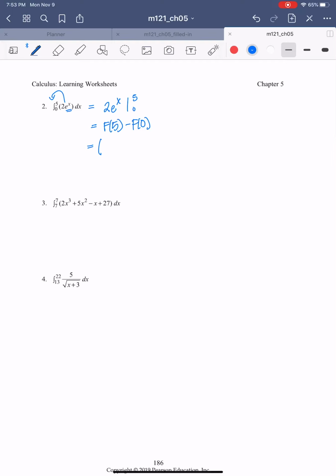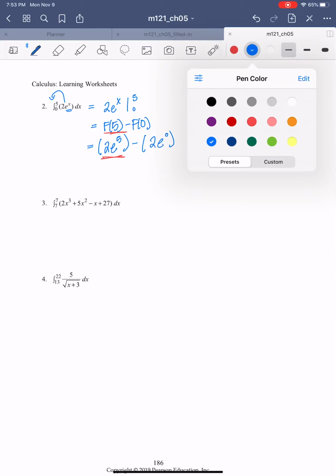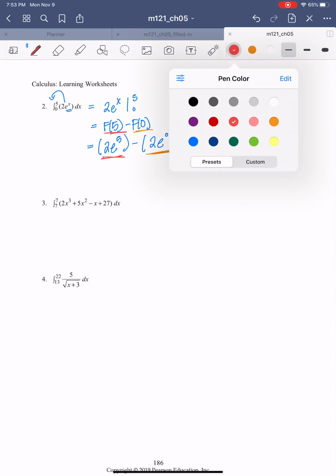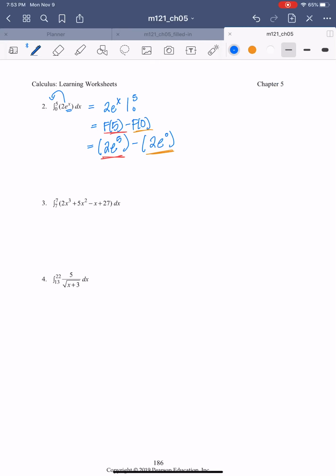So this will be 2e raised to the 5th power minus 2e raised to the 0 power, right? This first part right over here. The second part will be right over here. Okay, and then what do we do?